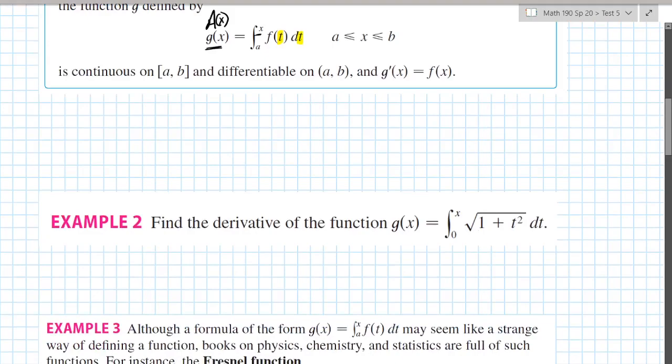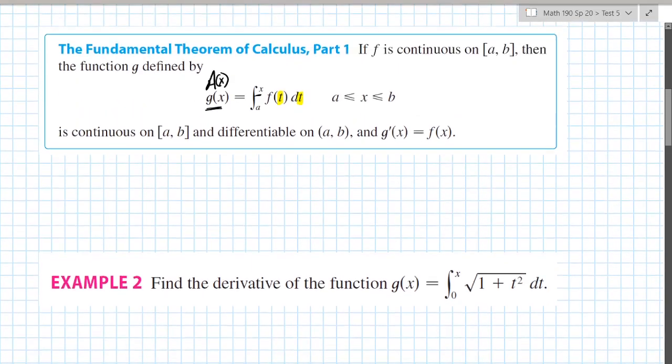First question says, if we have a function, then what is the derivative of this function? So let's look back to our fundamental theorem part 1. If f is continuous on the closed interval, so we're looking at the square root of 1 plus x squared. Is it continuous? Yes, it's continuous for all real numbers. There's no problems with the domain of this square root function because this is always going to be positive. So no problem there. It is a continuous function from 0 to whatever we decide to pick.